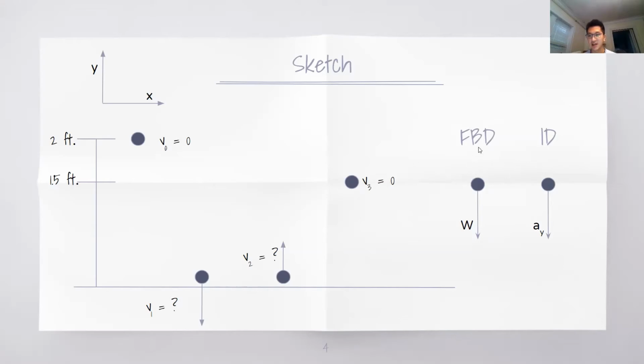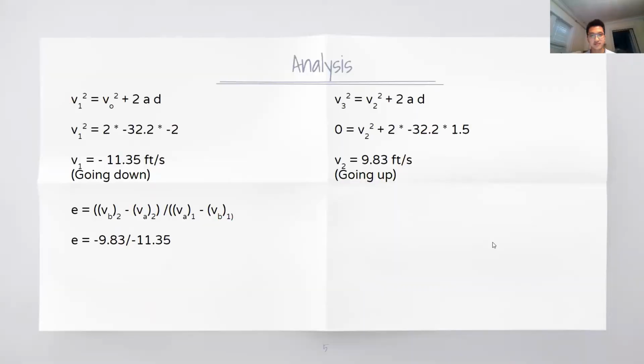Then for the free body and inertia diagrams: in the free body diagram, we have the weight of the ball pulling it down, and the inertia diagram is the acceleration in y going down. So here is our analysis. We need to bring back some kinematic equations for this. We bring back the equation v squared equals v naught squared plus 2 times acceleration times distance.